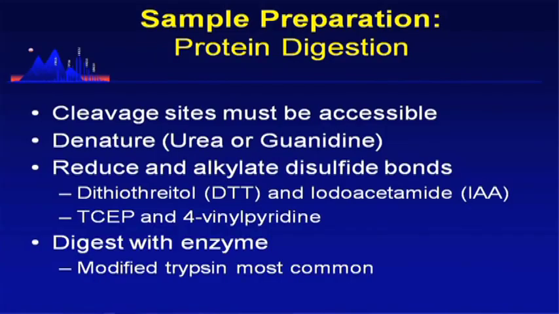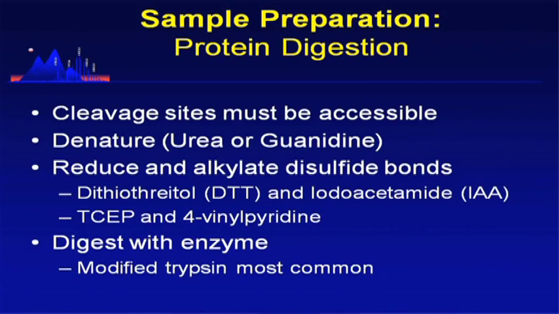How do we make this digestion most efficient? In order to have an efficient digestion, your cleavage sites, those are your lysines and arginines, must be accessible to the trypsin. And in order to do this, we have to fully denature our proteins before the digestion. We can do that either by running them in an SDS-PAGE gel, which is a very good way of denaturing your proteins, or if you're in a solution situation, you can use a denaturant such as urea or guanidine.